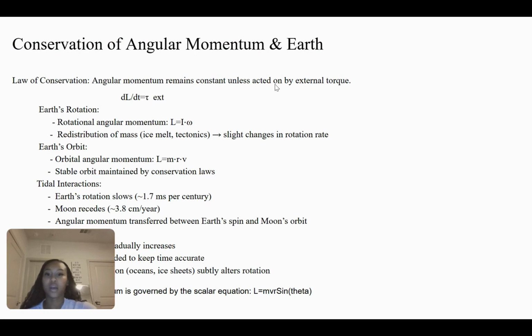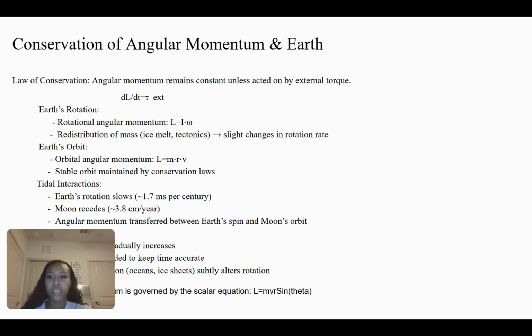The conservation of angular momentum and Earth. So the law of conservation basically means that if no external torque acts on a system, the angular momentum remains constant. And if the inertia changes, the rotation speed would change. A common example for this would be an ice skater: if they pull their arms in, they spin faster. If they pull their arms out, they spin slower.